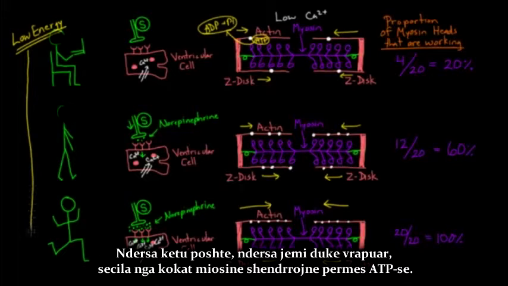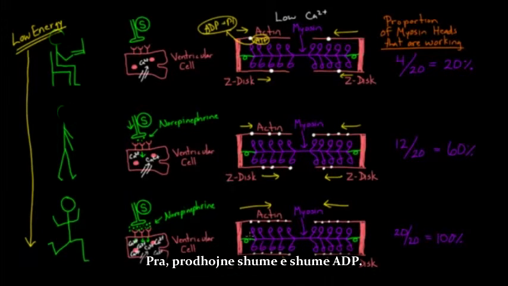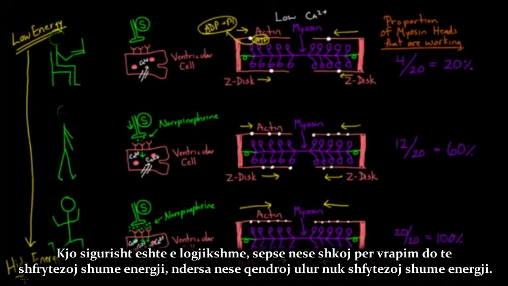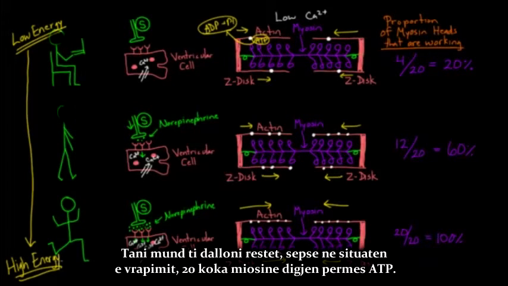Whereas over here, when you're running, each one of these myosin heads is cranking through ATP. It's making lots and lots of ADP. So it's using lots of energy. It's a high energy situation. In other words, you're using up a lot of energy here. And so, of course, this makes sense, right? Because you think, well, if I go for a run, of course I'm going to use up energy. Whereas if I'm just sitting, I'm not using much energy at all. And now you can see exactly why that's the case. Because in the running situation, all 20 of your myosin heads are burning through ATP.